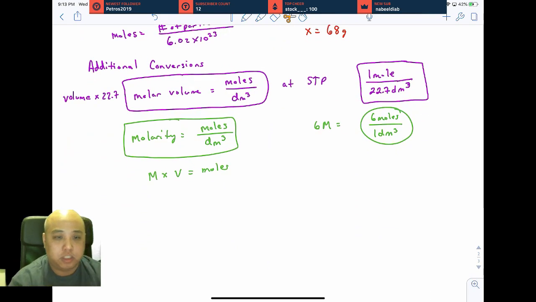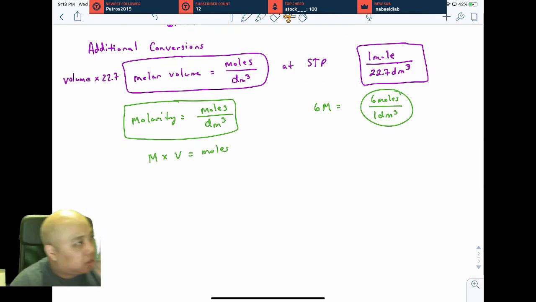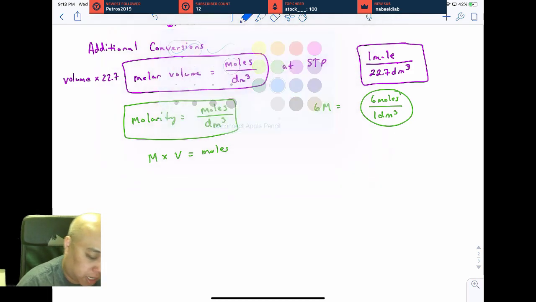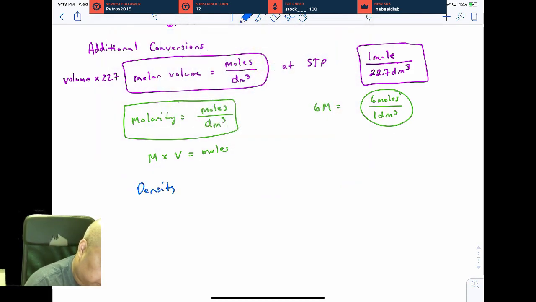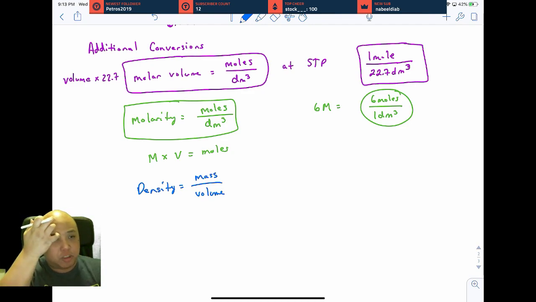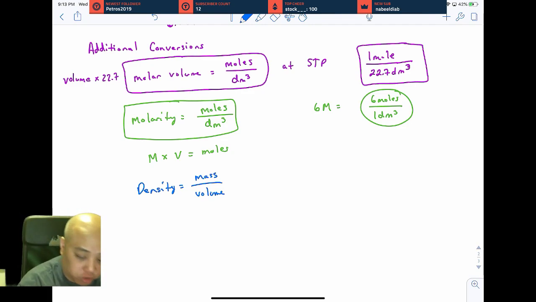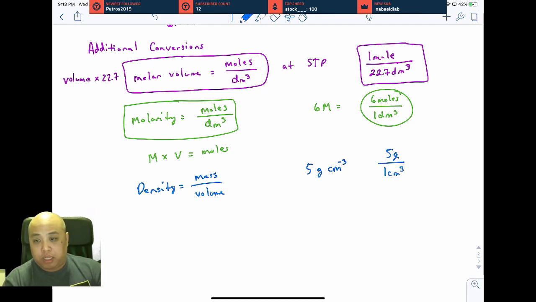Okay. So let's see. Other conversions that you might have. Density. Well, yeah, I guess density I'm going to throw in there too, just in case. I mean, the IB might throw kind of a curveball here. Density is equal to mass over volume, which is usually in decimeters cubed or centimeters cubed. So it's a conversion though. So if you have a density of 5 grams per centimeter cubed, then you write it as a conversion, 5 grams, 1 centimeter cubed, and then you can flip it whichever way you need to so the units cancel out.